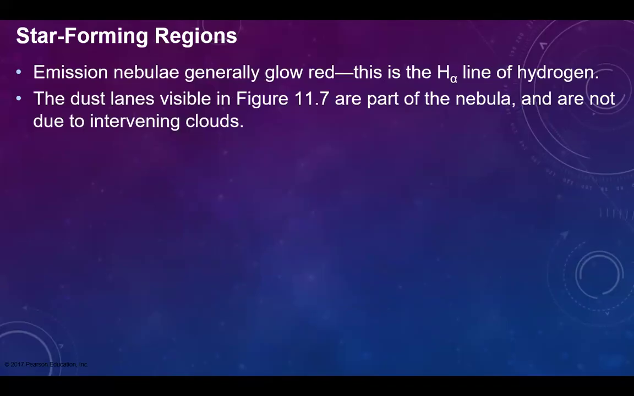So emission nebulae generally glow red. This is the H alpha line of hydrogen. And the dust lanes visible in that previous figure are part of the nebula and are not due to intervening clouds. They're just denser, dusky portions.